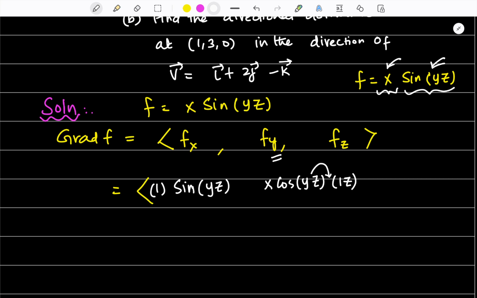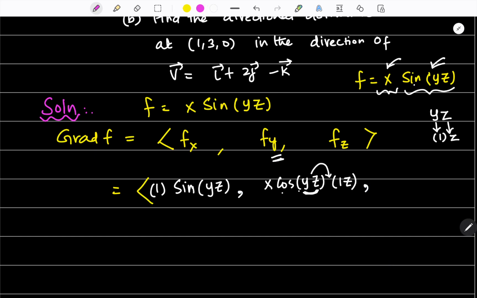Understand? Once again, repeat. The derivative of sin(yz) is cosine(yz) times the derivative of yz with respect to y. The derivative of y is 1, and z is a constant, so z.